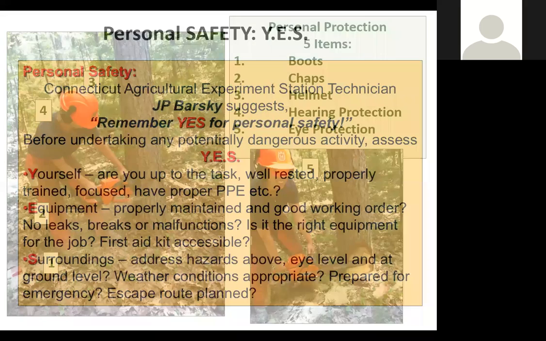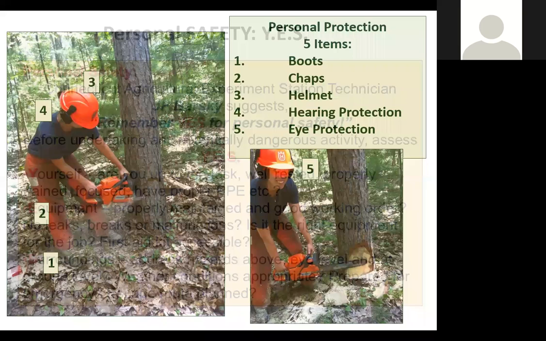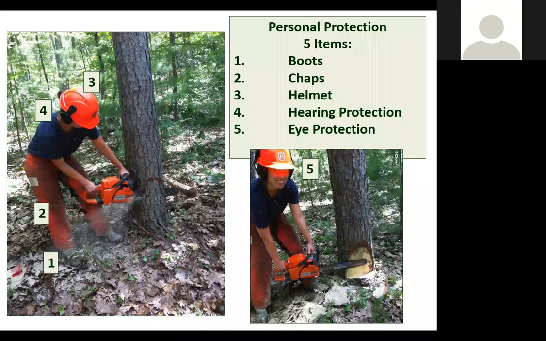As we talk about chainsaws, there's 5, and as I talk about safety, I tend to group things in groups of 5. If you remember that there's always 5 things to remember, it's helpful. We look at making sure a person has good stout leather boots, preferably with steel toes, and that you have cutting protection in the leg area, either chaps or chainsaw pants.